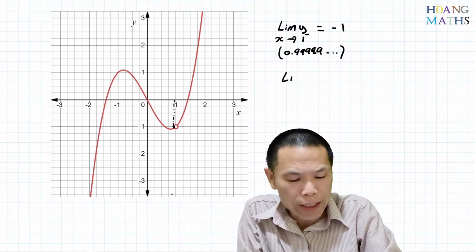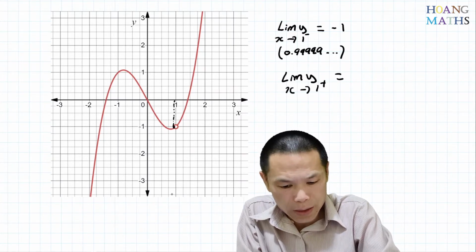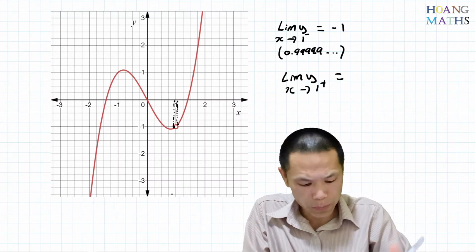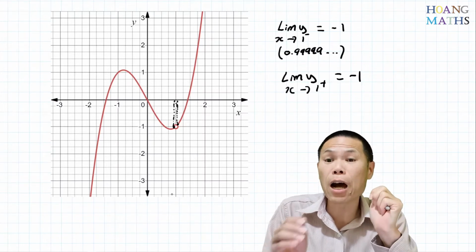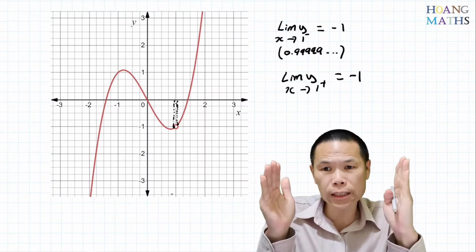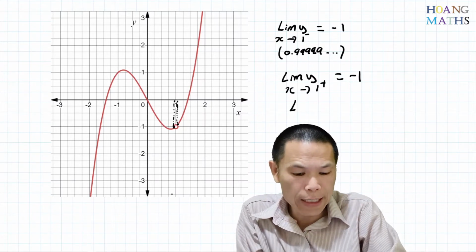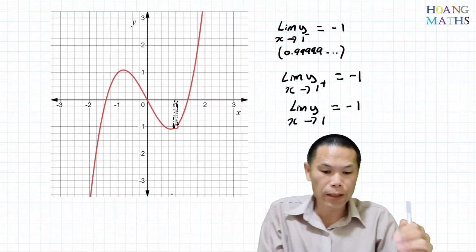Now we find the limit of y as x approaches 1 from the right-hand side, which is here. Very close to 1, so it approaches -1 as well. Therefore it equals -1. You can see the left-hand side of 1 and the right-hand side of 1, both limits are equal. So we can say the limit of y as x approaches 1 is equal to -1. There you go.